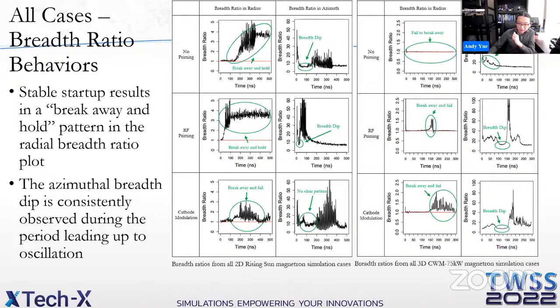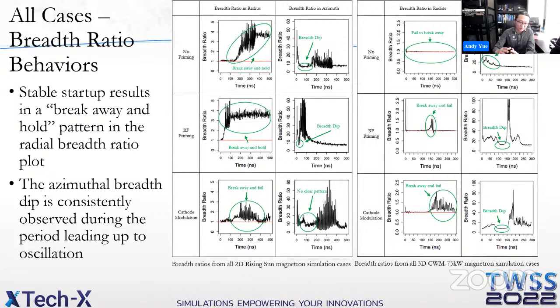More importantly, in all cases that oscillated, the azimuthal breadth ratio always dipped lower right before oscillation starts, as you can see in the 4 cases that oscillate. So one note on the radial breadth ratio for the 3D case, you can see it tries to break away, then it fails.